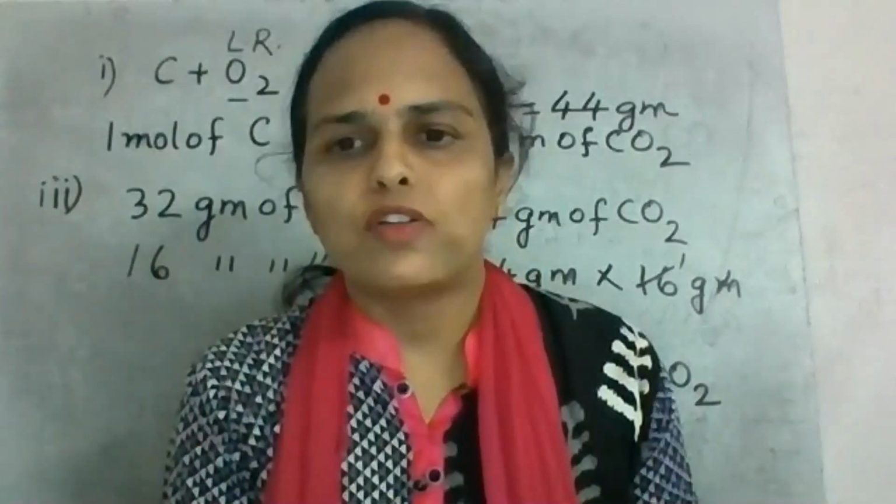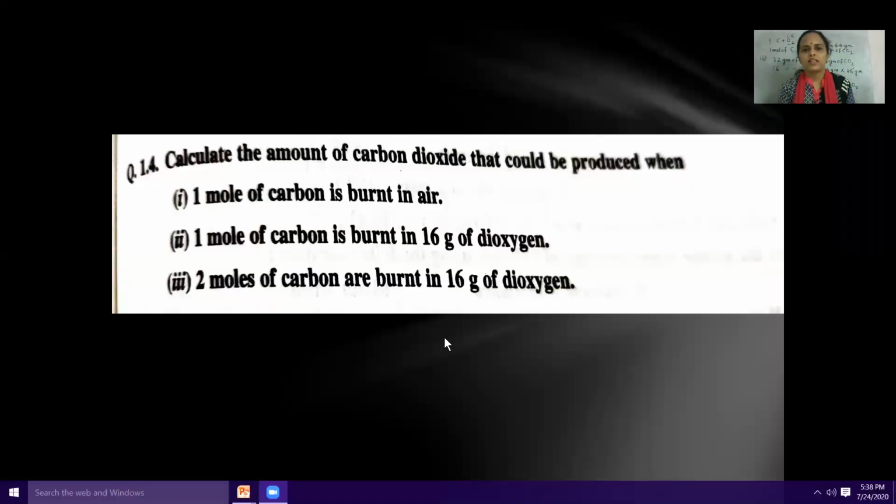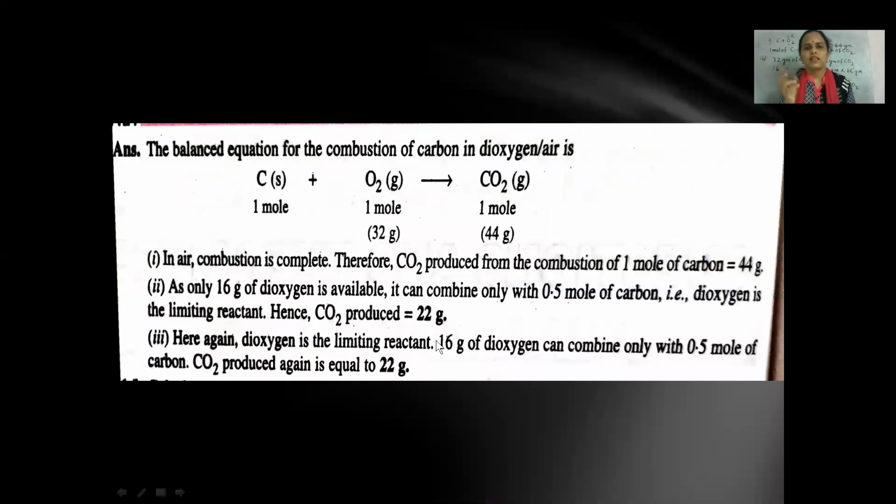Let me show you here on the screen the answer to this question. And this is how you will answer. So carbon plus oxygen gives carbon dioxide. Carbon dioxide produces 44 grams. In the second part, 16 grams of oxygen is available. So it is the limiting reagent. So 22 grams of carbon dioxide is produced.